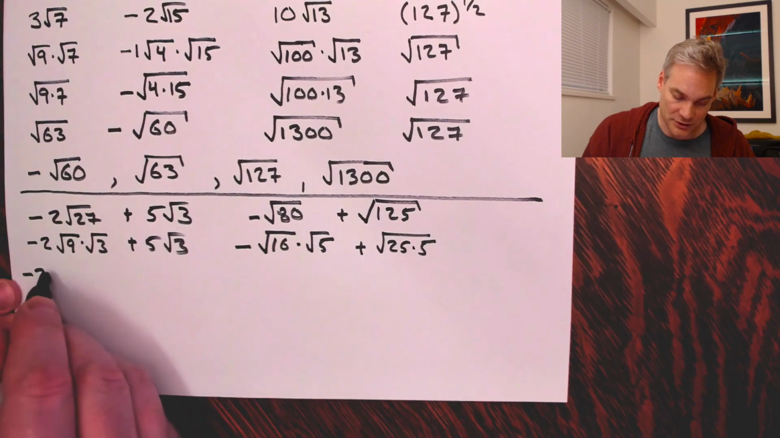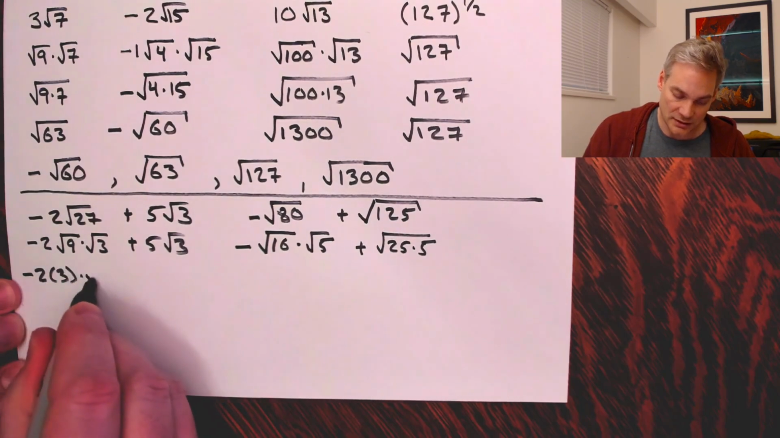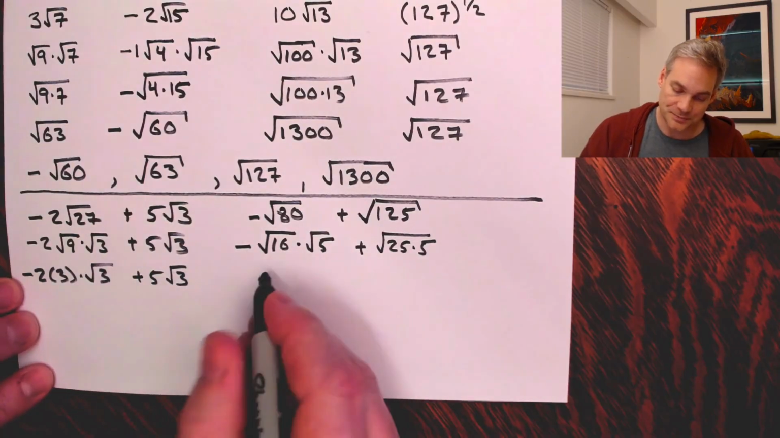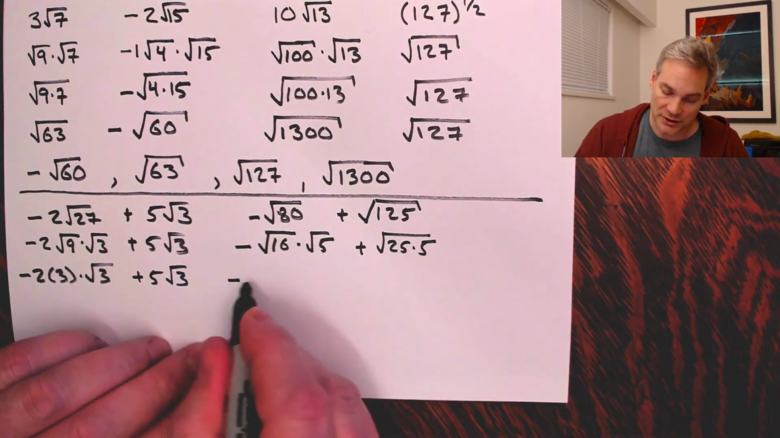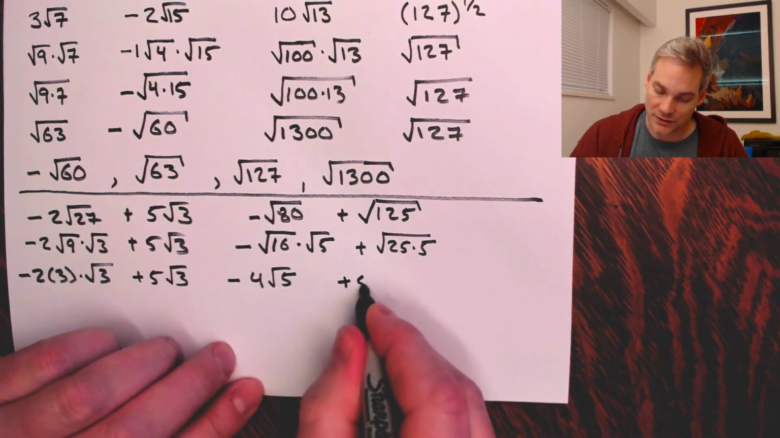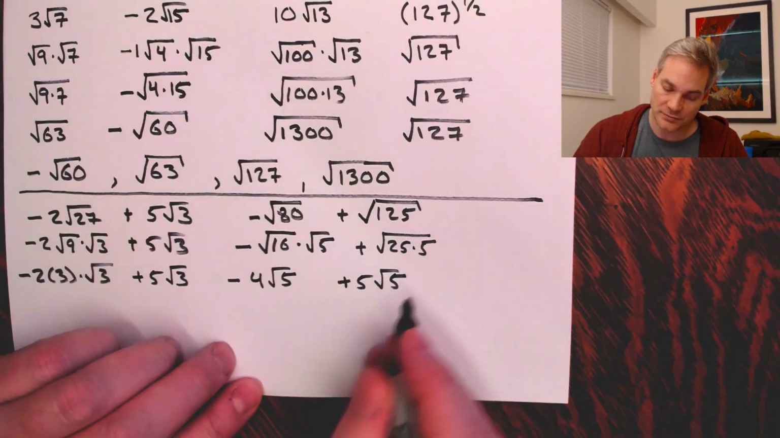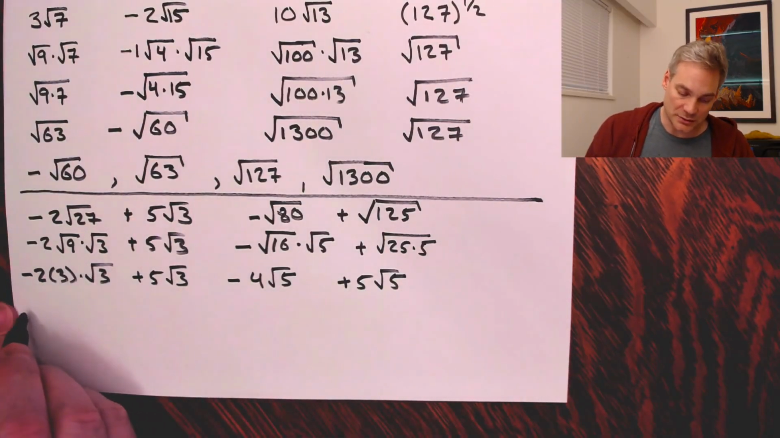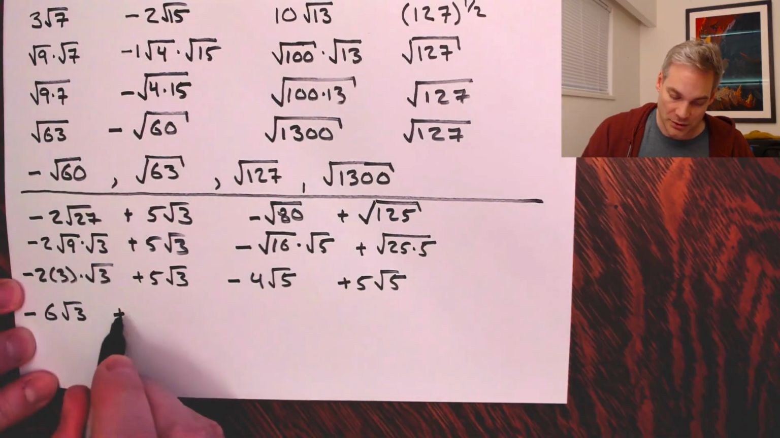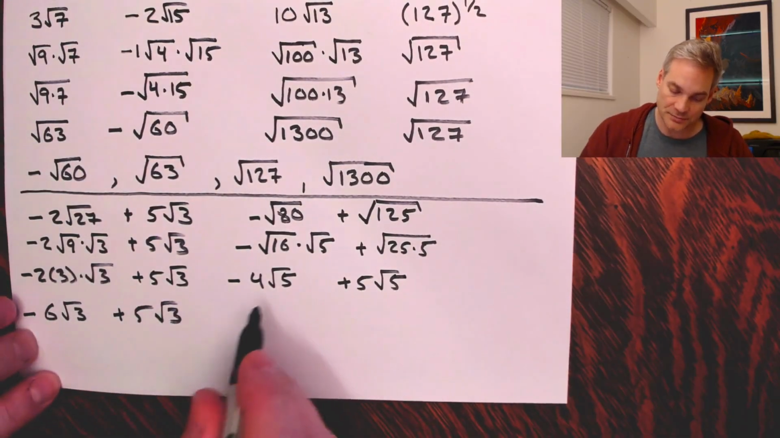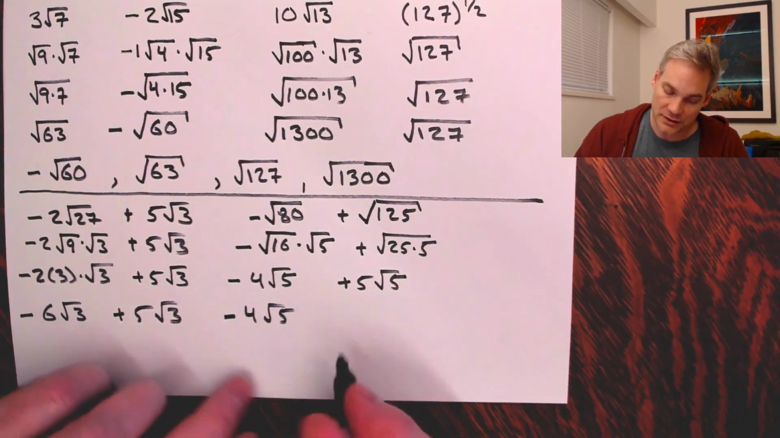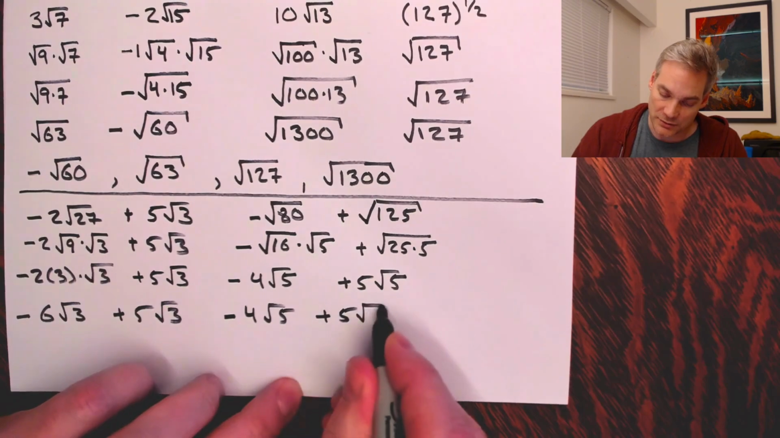And this is negative 2 times 3 times root 3 plus 5 root 3. That's 4, so minus 4 root 5. And now this one is plus 5 root 5. So now we multiply this out, and that's going to be negative 6 root 3 plus 5 root 3. And then minus 4 root 5 plus 5 root 5.